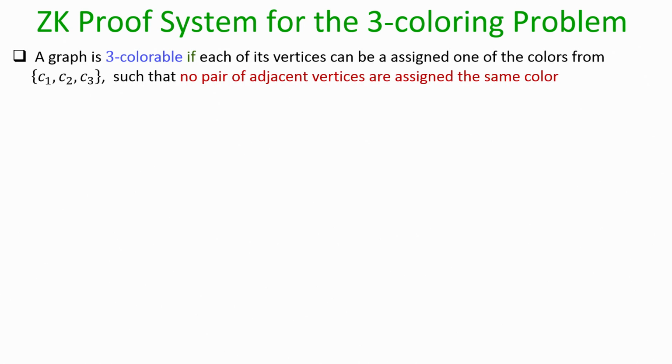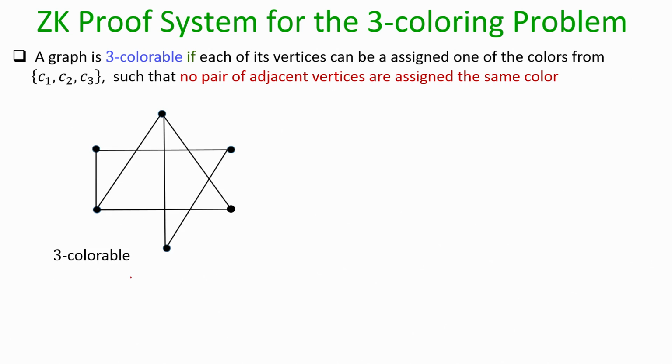So, let us first see what we mean by a 3 colorable graph. We say a given graph with n vertices is 3 colorable if each of its vertices can be assigned one of the colors from publicly known colors C1, C2, C3, such that no pair of adjacent vertices are assigned the same color. That means, we have to color the vertices in such a way that the endpoints of every edge should have different colors.